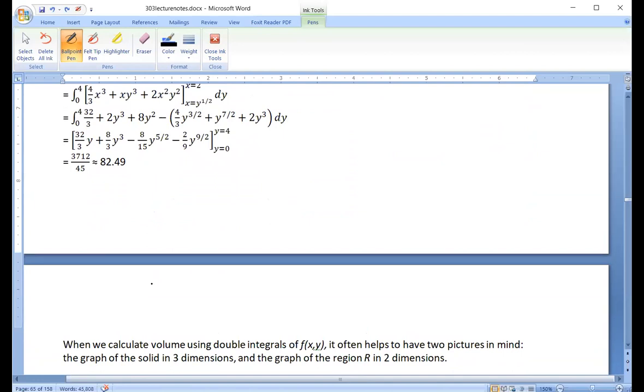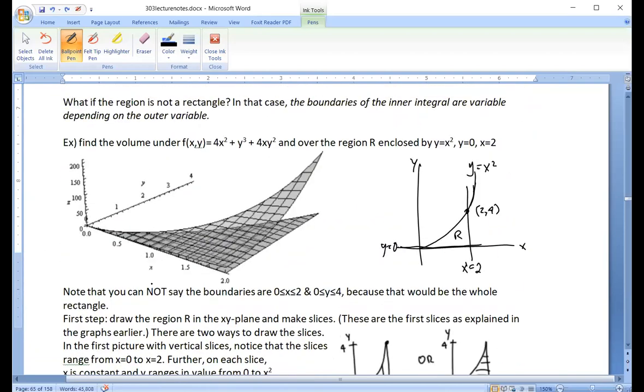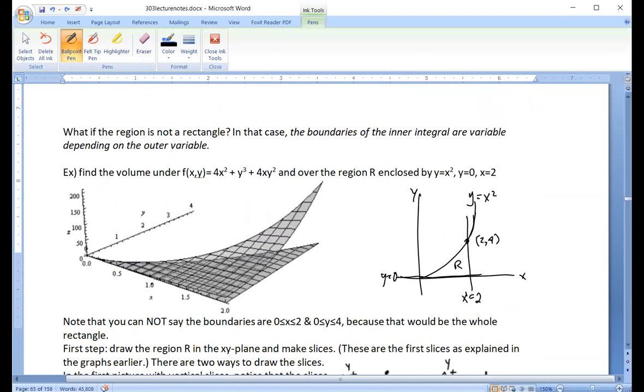So when we do this calculation, it may help to have both of these pictures in mind. The one on the left, where you imagine there's a region in the XY plane and then also your function over it. However, you're not going to be graphing that one by hand. So what you'll be graphing by hand to help you sort things out is the one on the right, just a two-dimensional graph of what's going on in the domain in the XY plane.